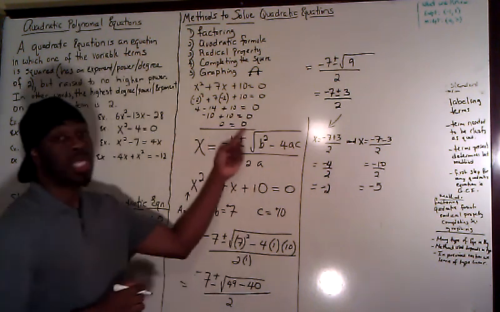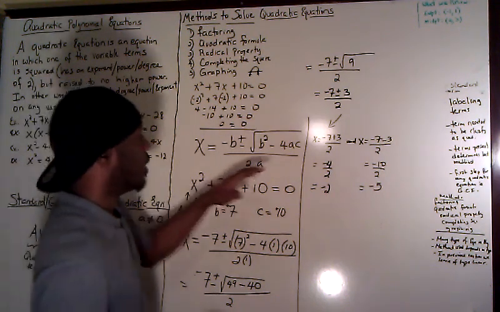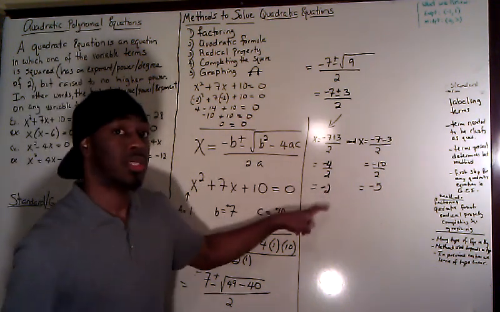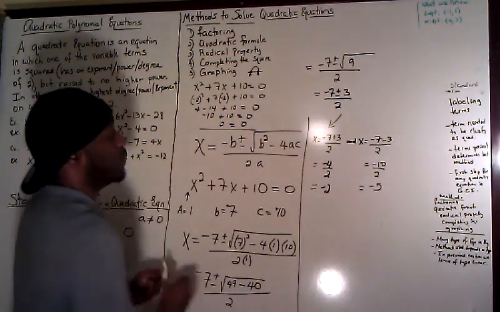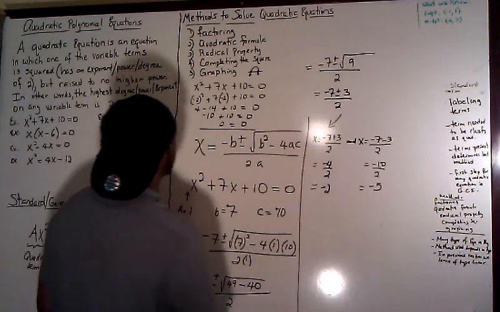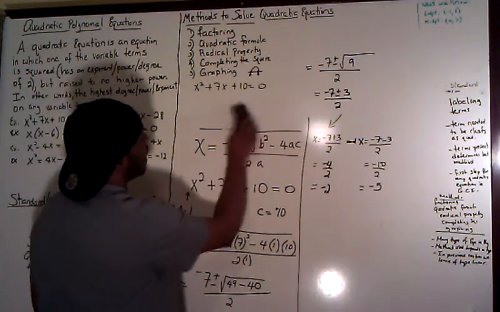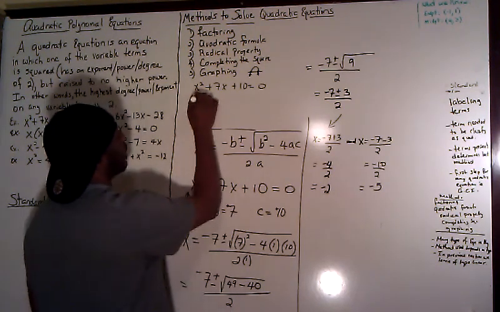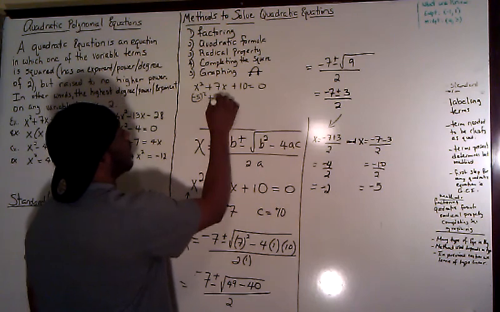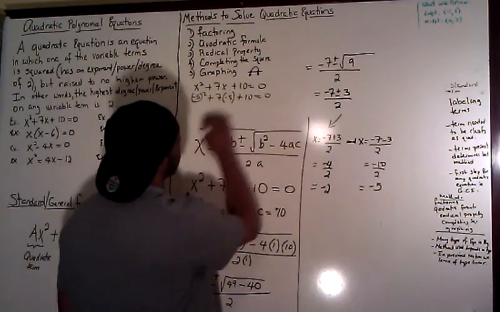Once we have a true statement here, after we plug in the solution, that implies that the answer or one of the solutions satisfies the equation. So it is a valid solution. And we do the same thing for the negative 5 as well. We plug the negative 5 into the equation. We would have negative 5 squared plus 7 times negative 5 plus 10 is equal to 0.